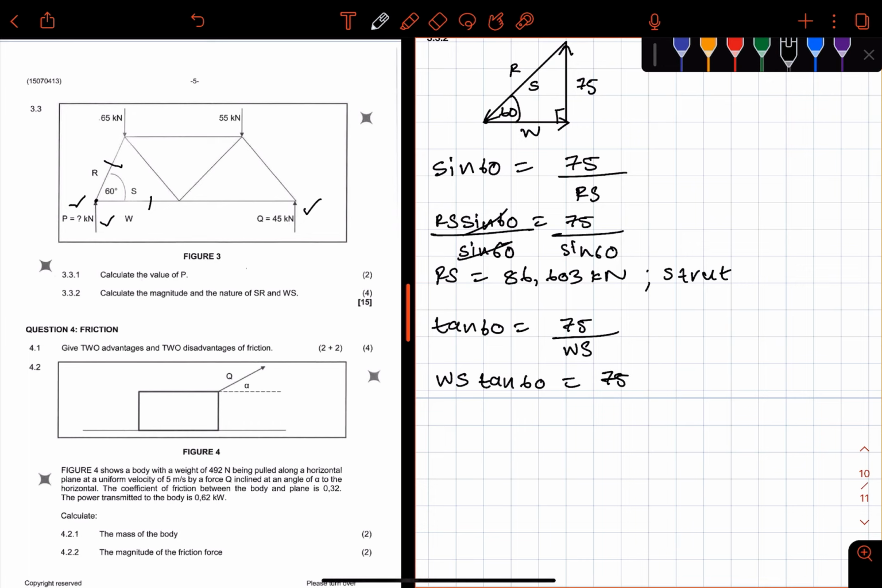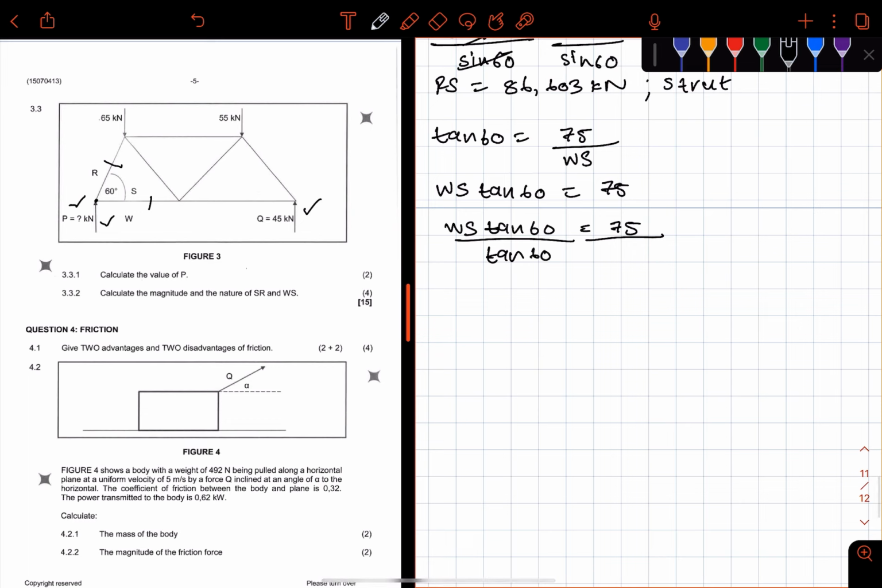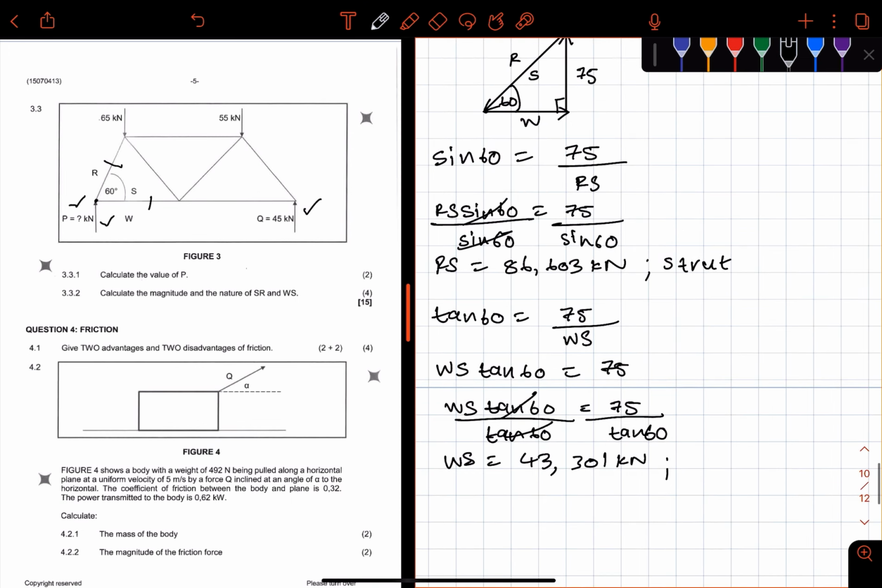Then you cross multiply: WS tan 60 is equal to 75. We divide both sides by tan 60. So that goes, and WS, if you punch that in, is equal to 43,301 kilonewtons. That's the magnitude of the member WS.